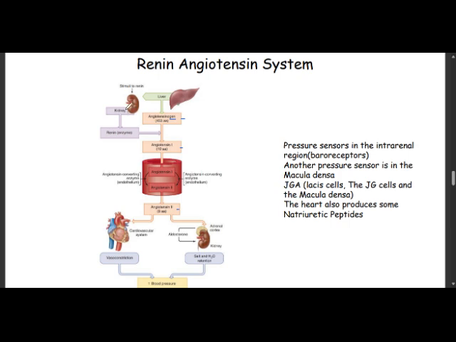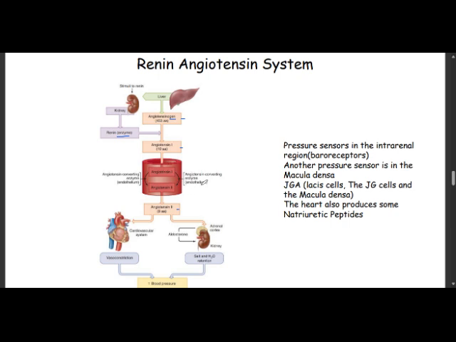So if there's low pressure, the macula densa cells are going to sense that, and then they're going to release renin. Renin is going to be released by those cells in the kidney, and what the renin is going to do is change angiotensinogen into angiotensin 1. Renin is an enzyme that acts on angiotensinogen produced by the liver to make angiotensin 1. Angiotensin 1 has to be converted into its active form, or another conformation which is known as angiotensin 2. That is the one that is going to act.